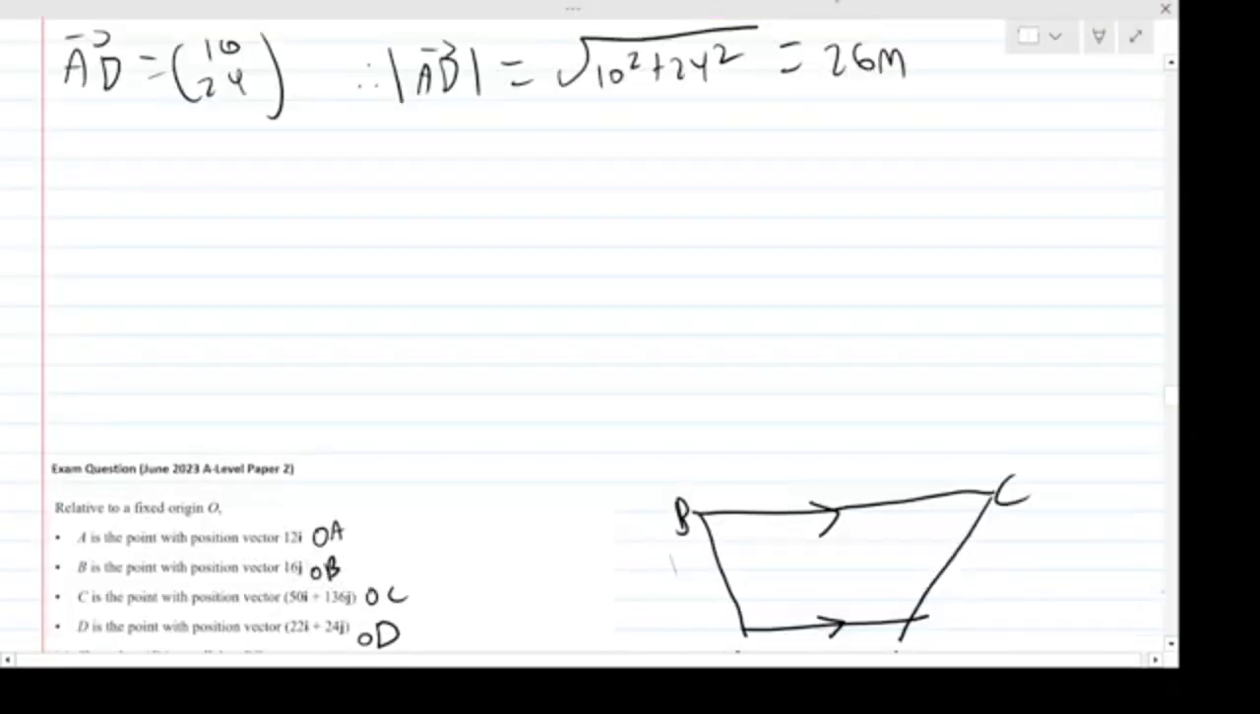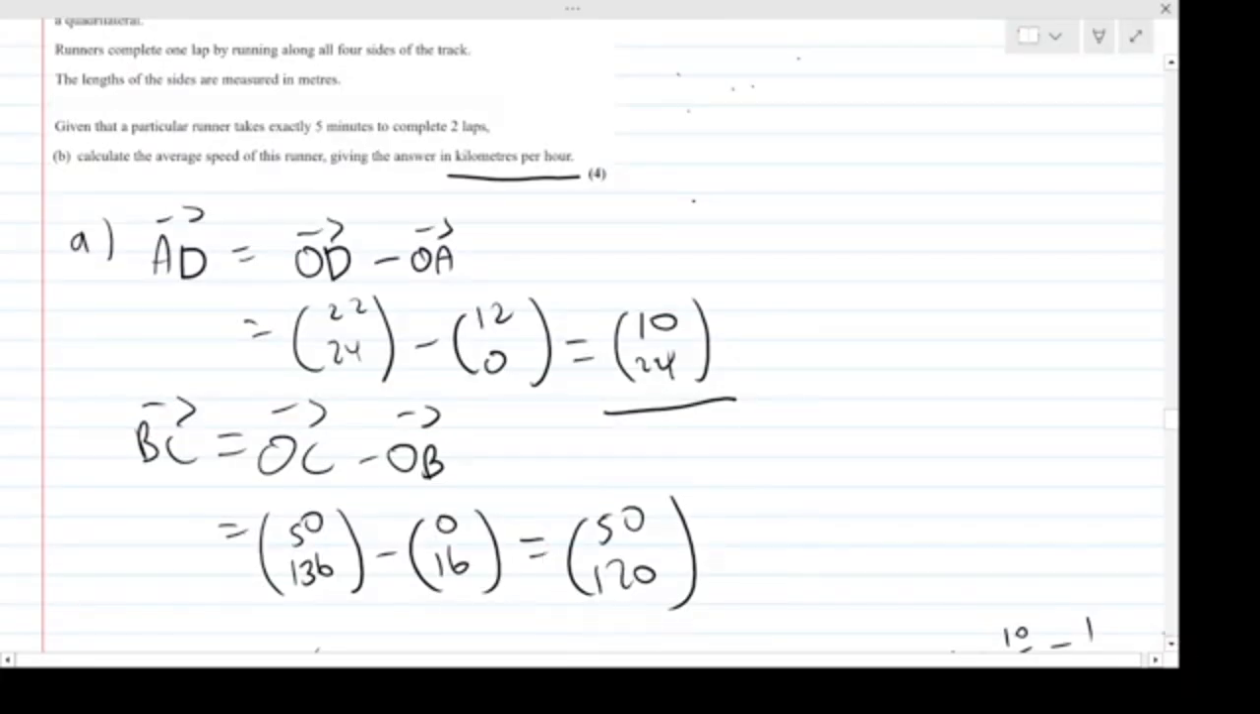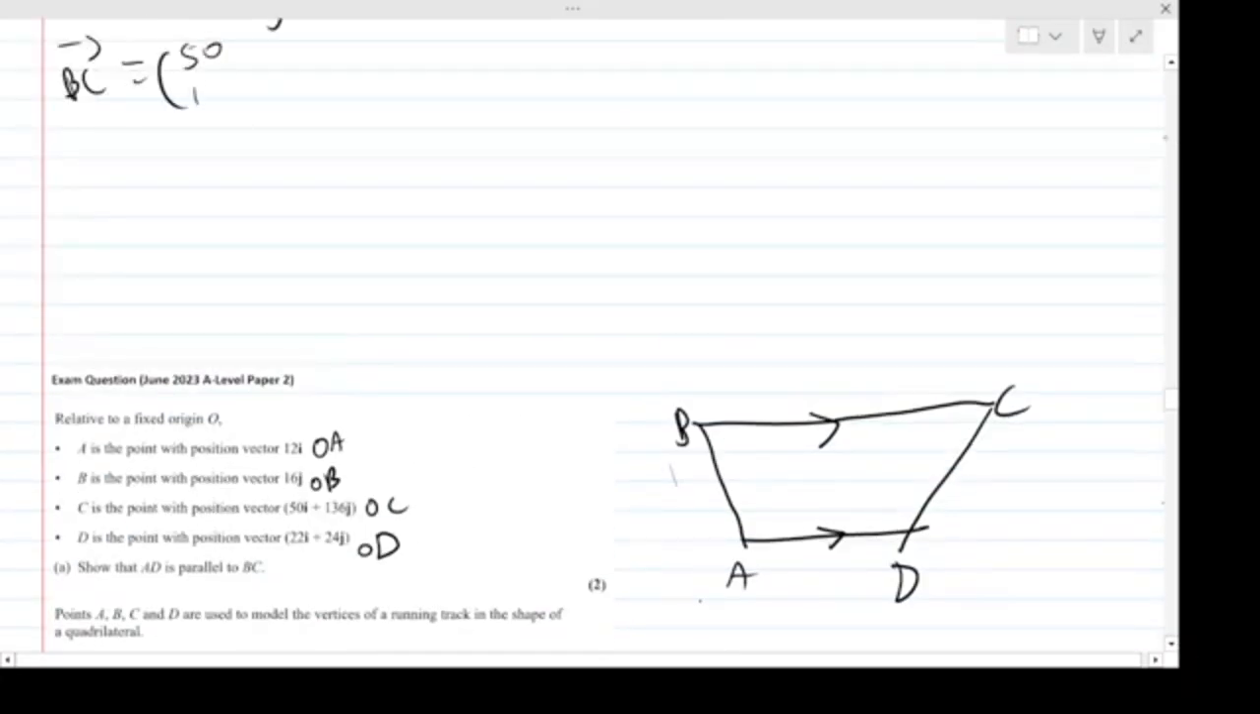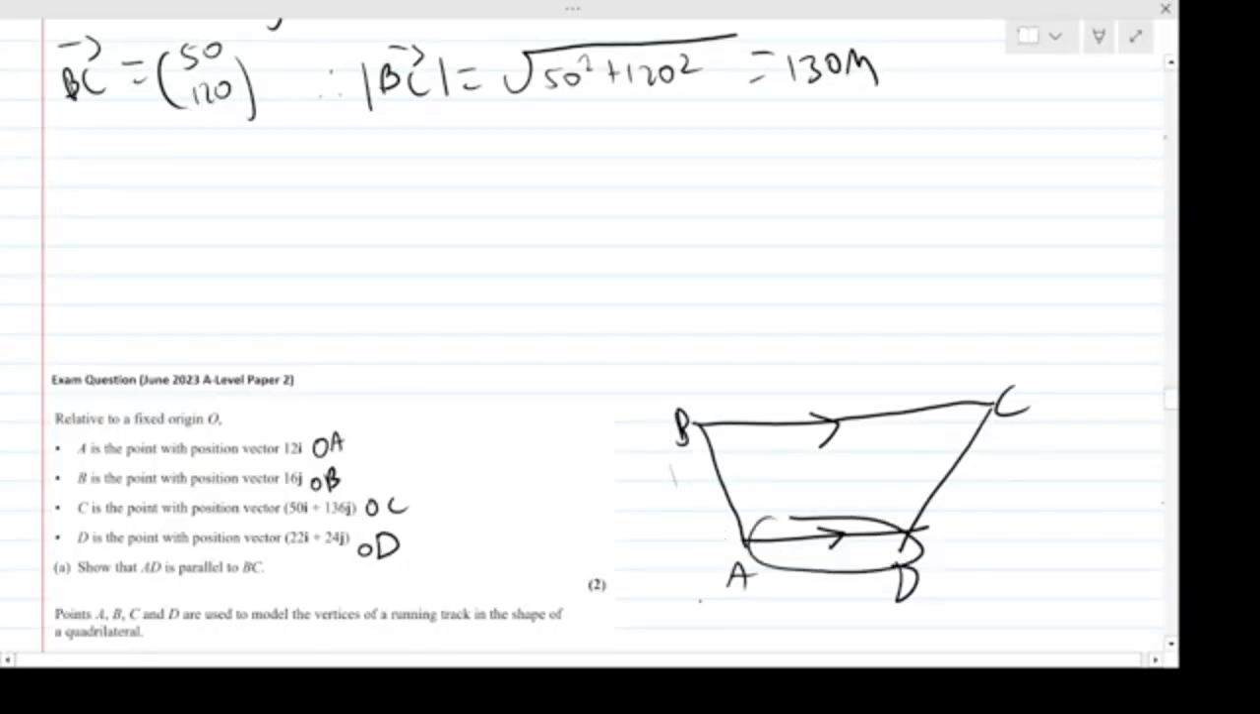Then I also found the side BC in my answer to part A. As a reminder, BC was 50, 120. So the length of BC is going to be root 50 squared plus 120 squared, which would be 130 meters. Right, so that's these two sides dealt with, AD and BC. Now I need to find the other two sides, right? AB and CD.